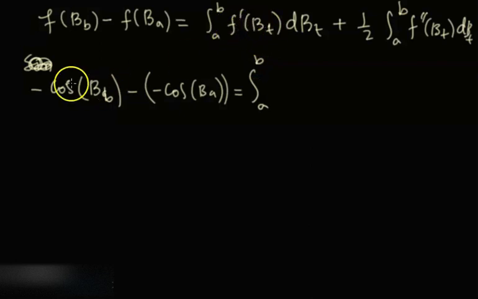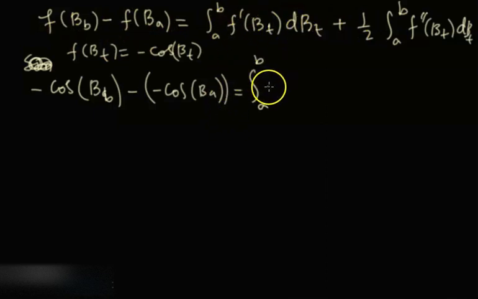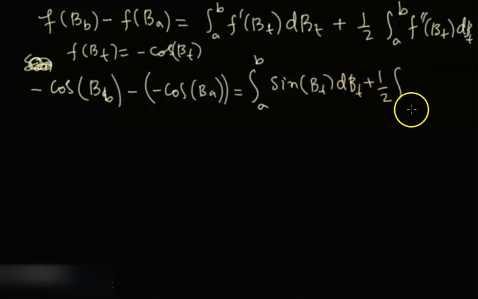And we know the first derivative of the chosen function, don't forget that function was minus cos of B_t. So this is the function over which we are applying this simplest Ito lemma. So this is going to be the integral of sine B_t dB_t plus 1/2 the integral from a to b, and the second derivative is cos of B_t dt.